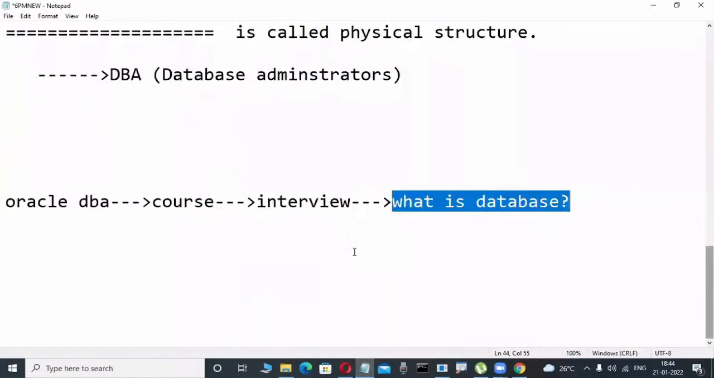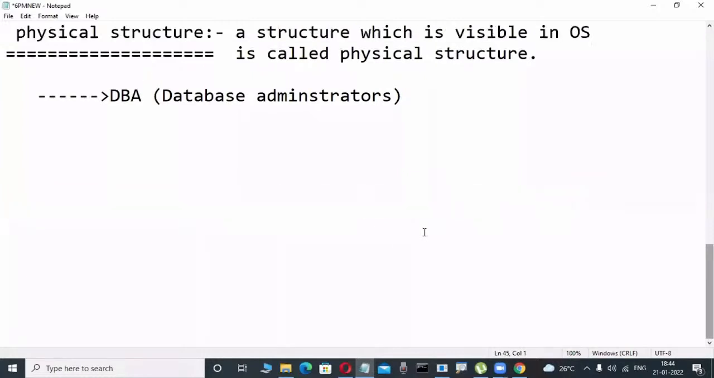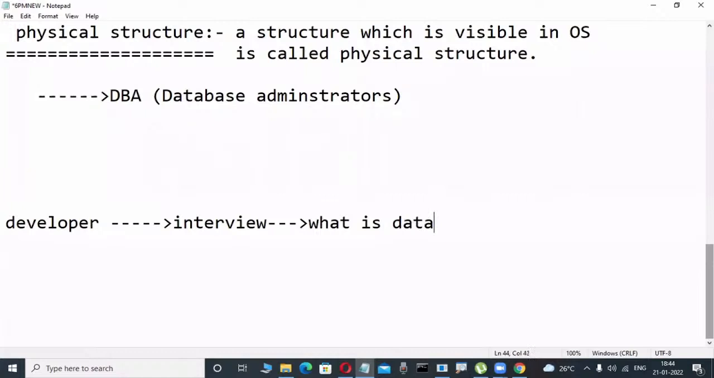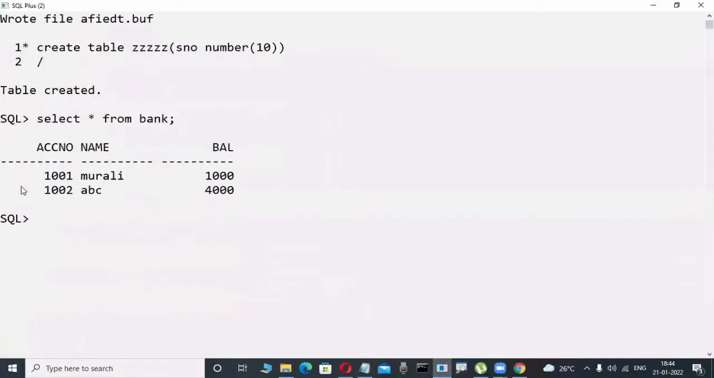Suppose I'm a developer, not an administrator, for example. I'm a Java developer, a SQL developer, a PLSQL developer, a Python developer, like that. These developers are attending an interview. What is a database? For example, they may not ask, but generally they do. The developers tell the logical structure. They say it is a place where we can store a structured collection of data.